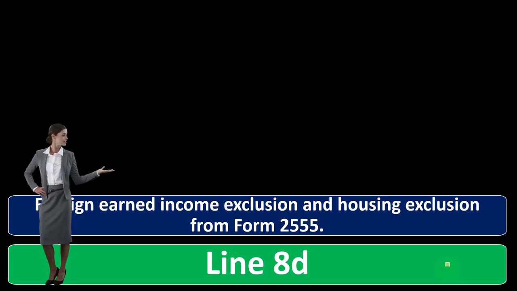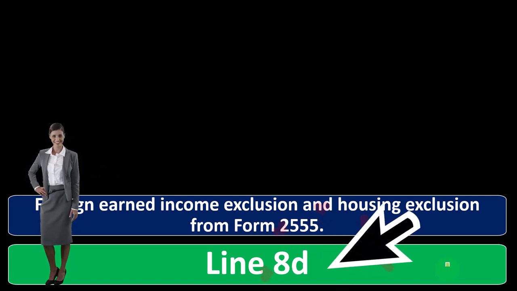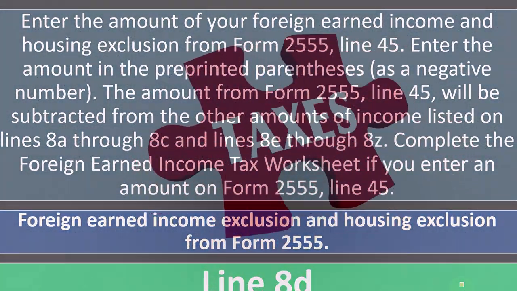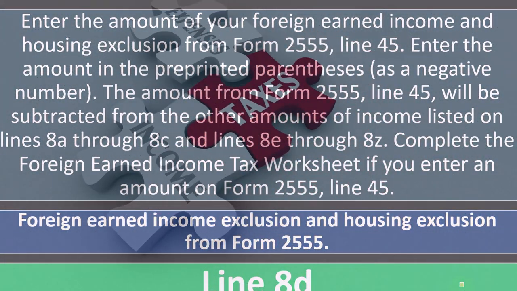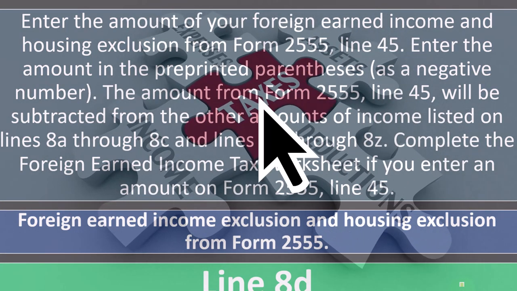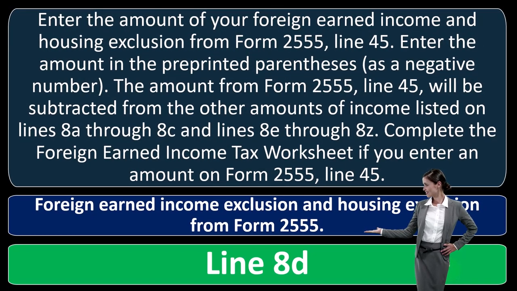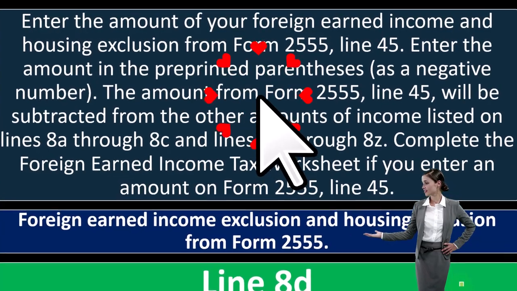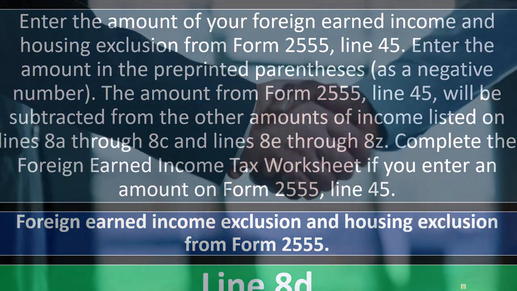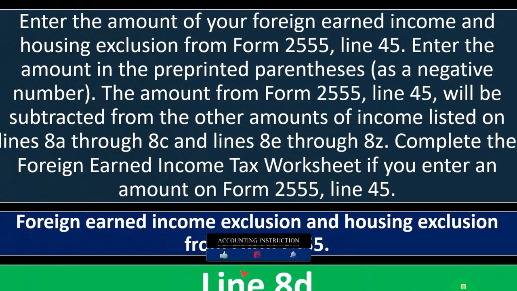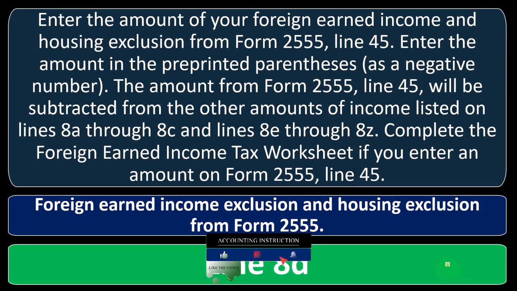Line 8D, foreign earned income exclusion and housing inclusion from Form 2555. Enter the amount of your foreign earned income and housing inclusion from Form 2555, line 45. Now, obviously, when you get into foreign people that have foreign income, it gets a little bit confusing because depending on where the foreign income is coming from, there are going to be agreements, of course, between the IRS and possibly other countries so that you don't end up with an unfair double taxing type of situation. And that is also kind of a specialty area.